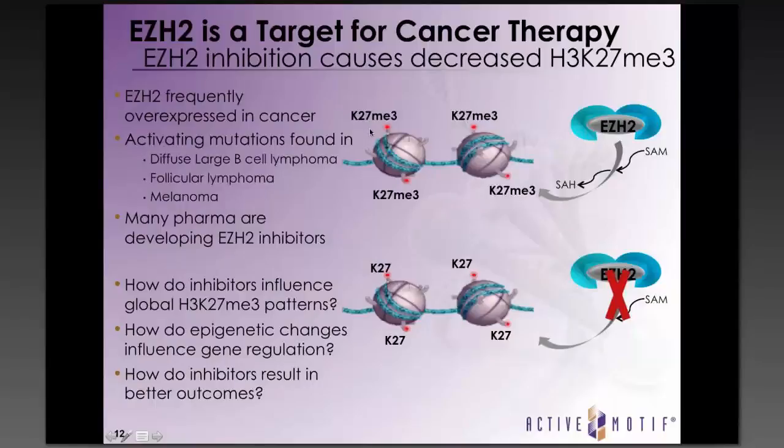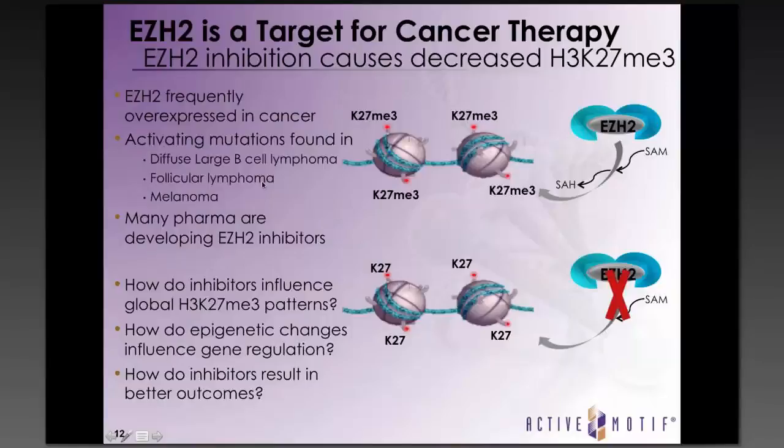EZH2 is a methyltransferase. It methylates H3K27. EZH2 is also a cancer target. It's frequently overexpressed in cancer, and there are some cancers that have activating mutations. And these include diffuse large B-cell lymphomas, follicular lymphomas, and melanomas. As such, there's a lot of interest from pharmaceutical companies to develop inhibitors to EZH2 with the idea that you could bring K27 trimethylation levels back down to something that is closer to normal, and this would have some therapeutic benefit.